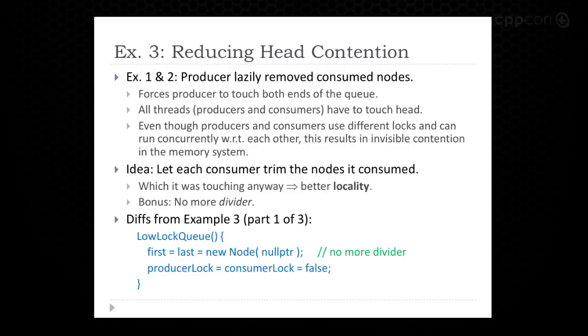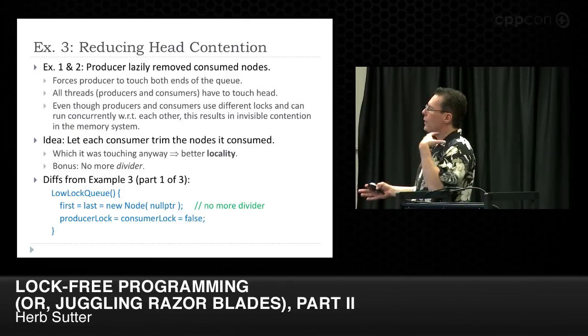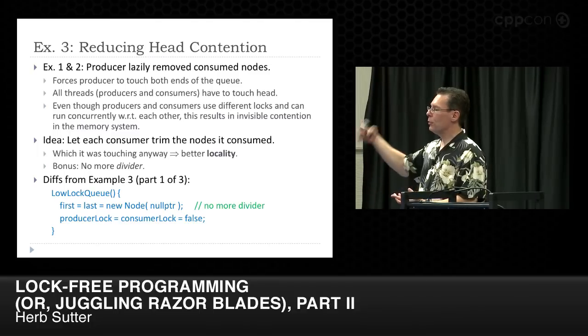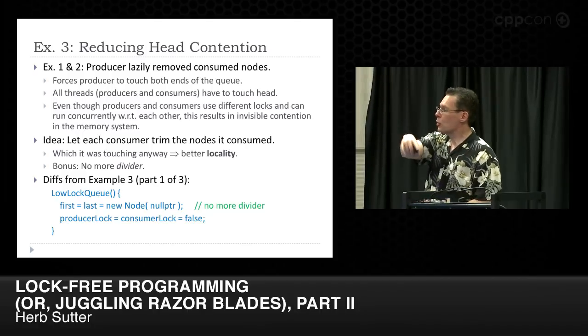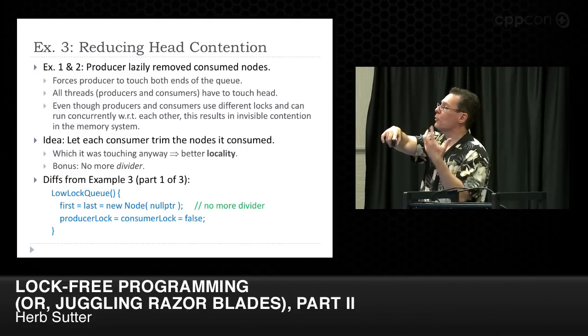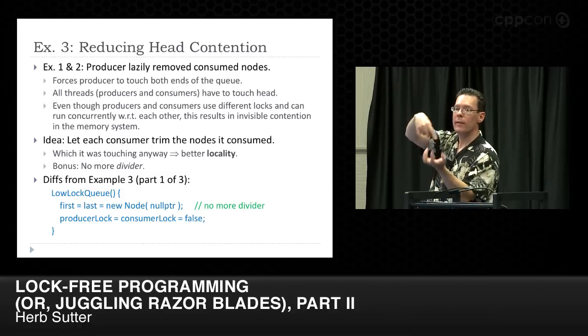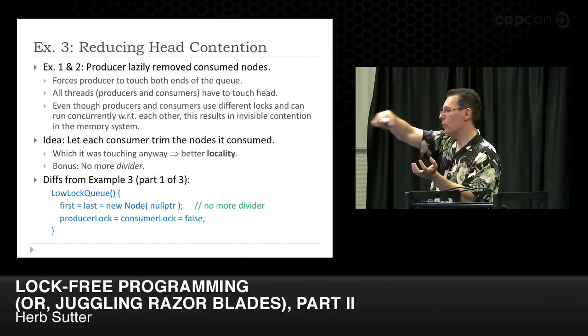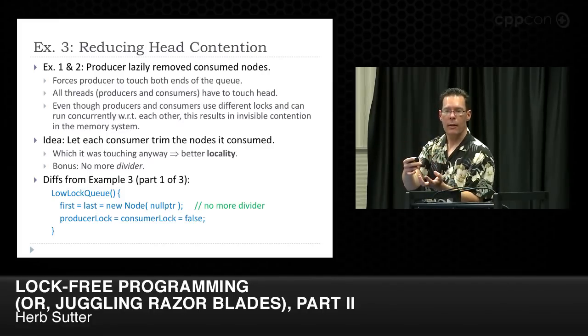Let's reduce contention on the head. In the previous two examples, notice that the producer lazily cleaned up the consumed nodes. That's a perfectly valid design, but just think about it. It means that the producer inserts nodes at one end, consumers consume at the other end, and producers clean up at that same end. So now you've got producers and consumers both doing work at the consume end of the queue, one to consume stuff and one to clean up. So they're touching the same memory. There's going to be some contention there.